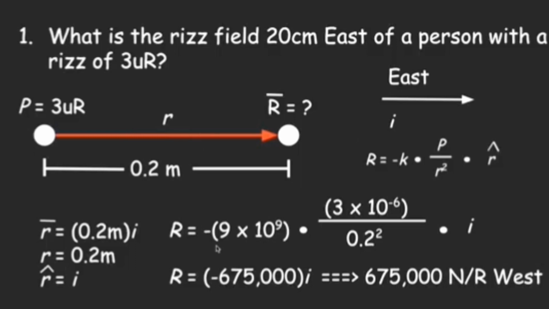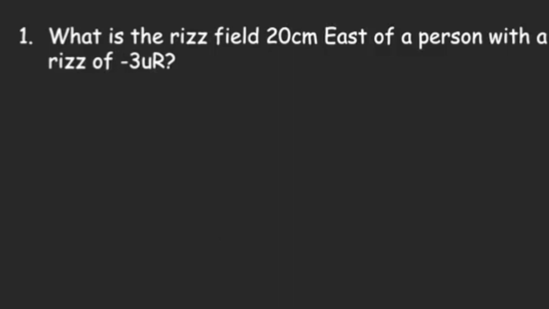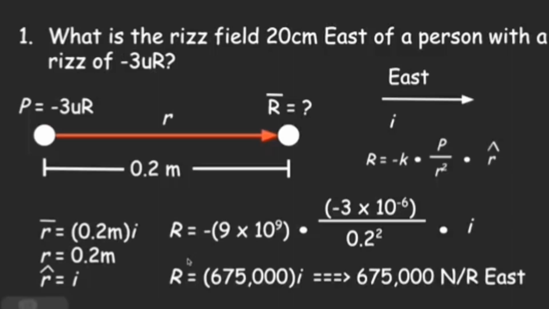Now, what if the person had a negative Riz? This is the exact same problem, but the 3 micro Rizloms now has a negative sign next to it. Notice that the negative signs will cancel out in our equation, and it will leave us with the positive 675,000 in the i hat direction, or 675,000 newtons per Rizlom to the east, which means that the baddie will be pushed away from the person, and hence he will get no girls.